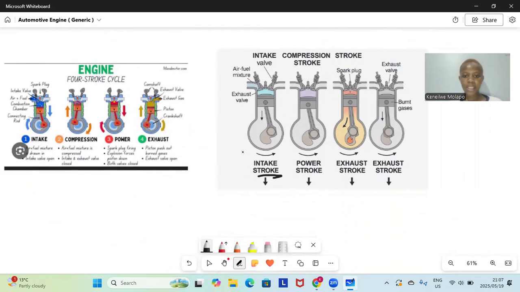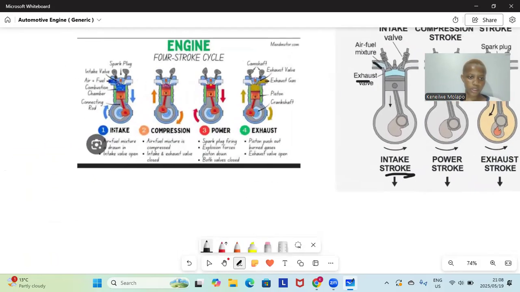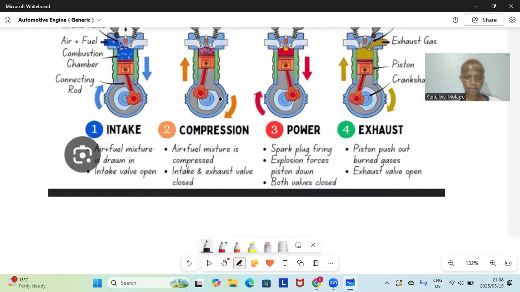For the intake stroke of the four-stroke engine, the air-fuel mixture will be here. Then this is your exhaust valve. This is your power stroke. Then this is your exhaust stroke. So let me explain better with this one.